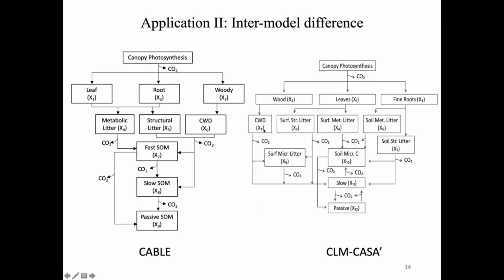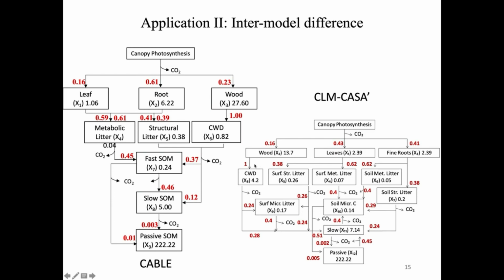The second case is applying the traceability analysis to compare the carbon cycle of two models. One is the CABLE model, the other is the CLM-CASA model. As shown in these slides, these two models have very different structures of ecosystem carbon cycle. Because the values of the A, B, C matrices are so different, it is very hard for us to understand why they generate different simulation results, such as the values shown in this figure.